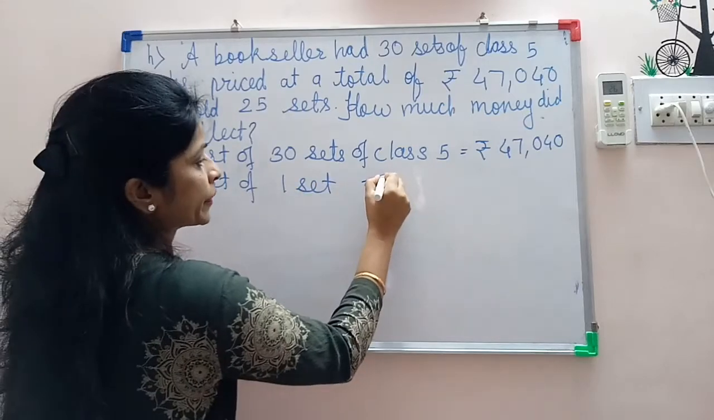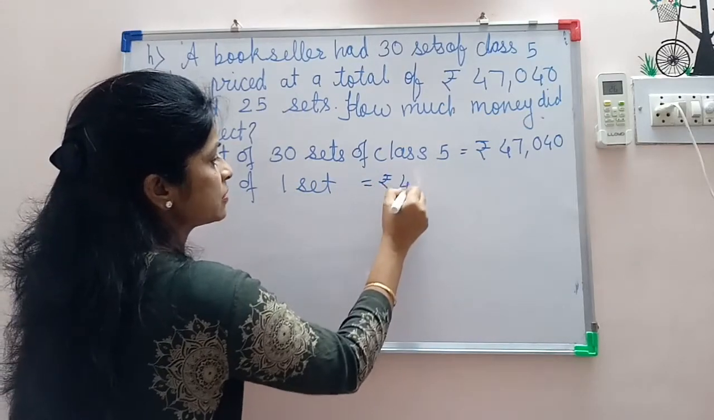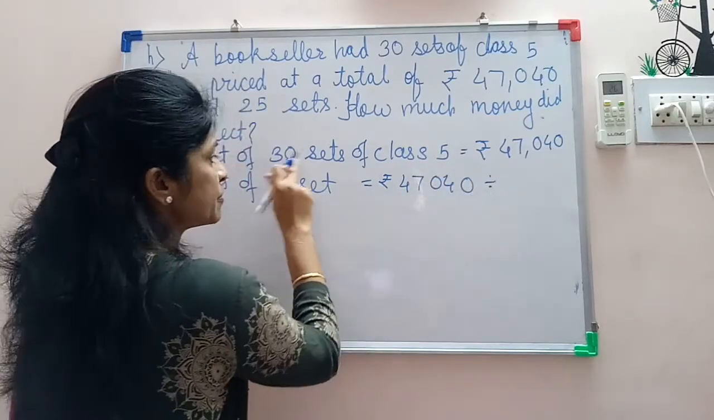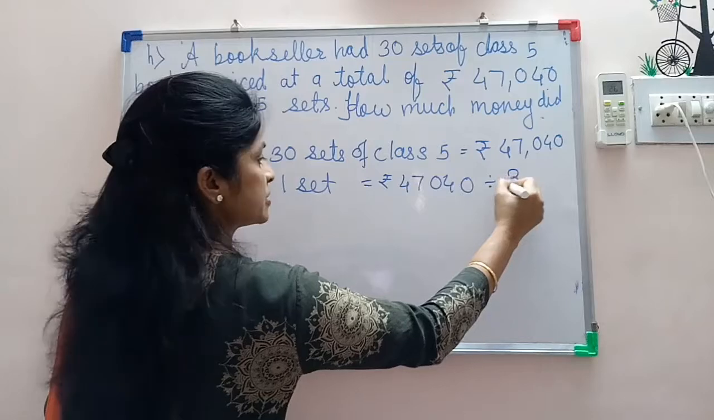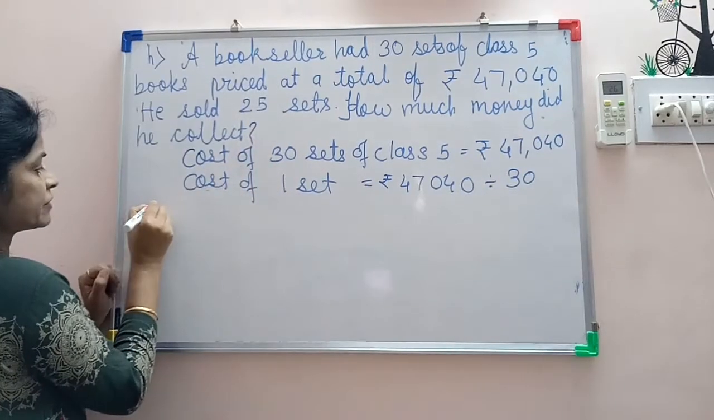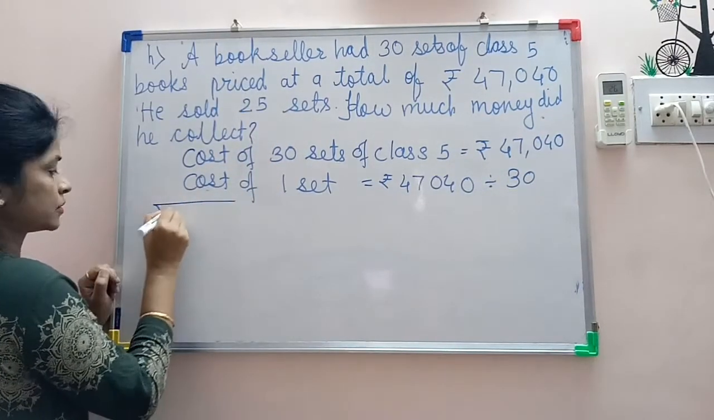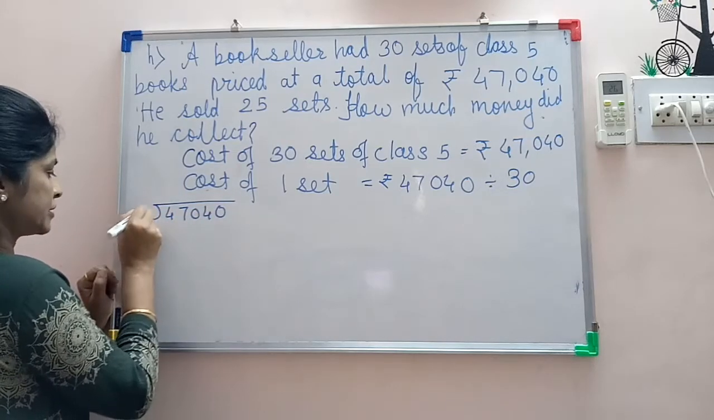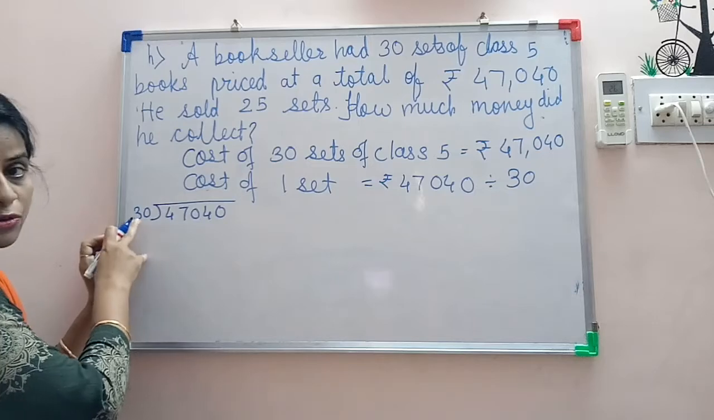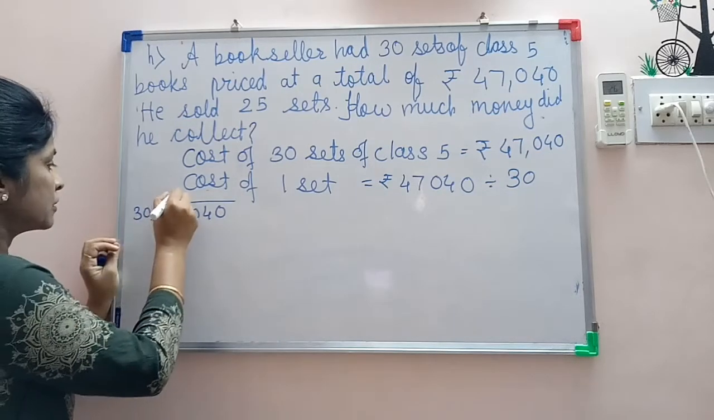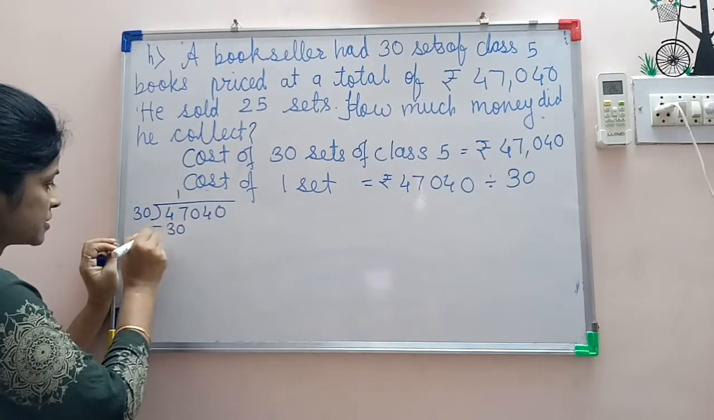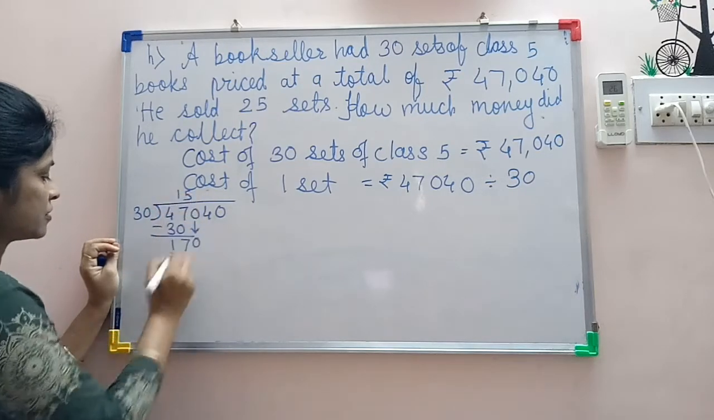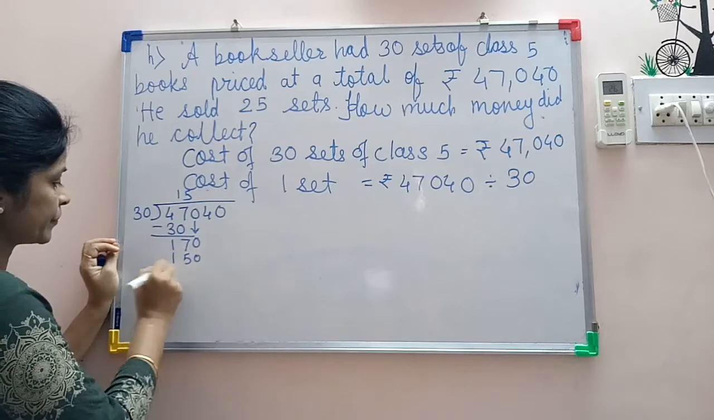Cost of one set is equal to total given price divided by number of sets 30. Now we will do the division one side. 47040 divided by 30. As divided by 30 means you have to think about the table of 3. 30 ones are 30. Okay, bring the 0 down. 3 5s are 150.